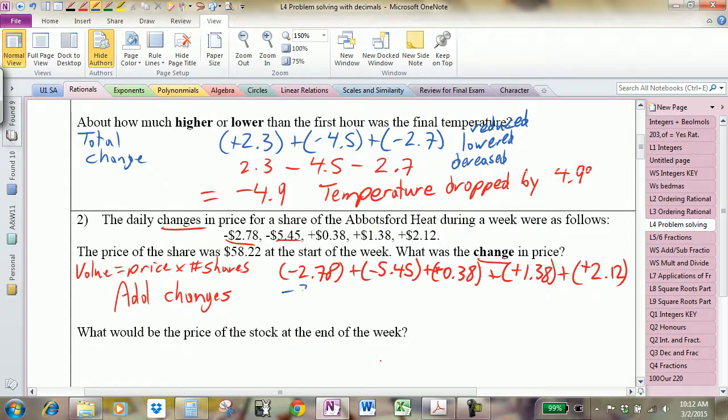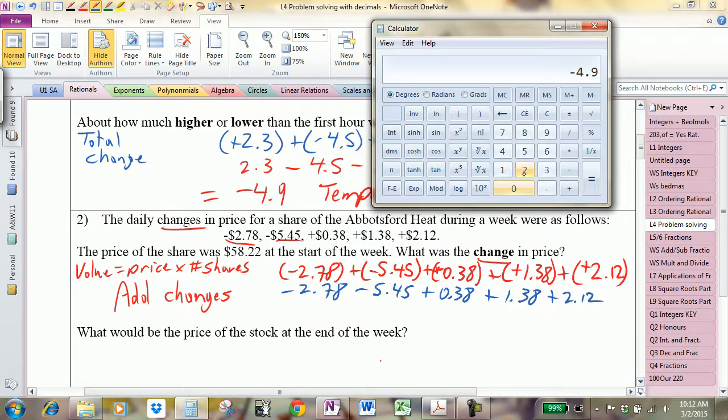So we get negative 2.78 minus 5.45 plus 0.38 plus $1.38 plus $2.12. Go to your calculator. Make sure you're doing this so you know how to enter negative numbers into your calculator.